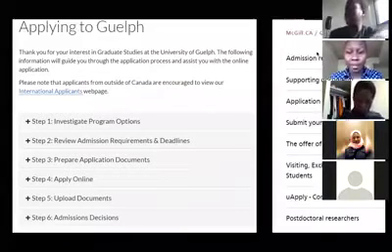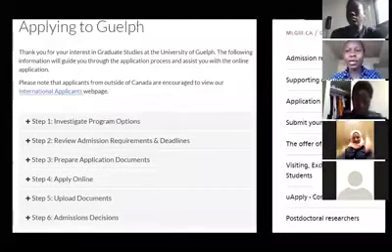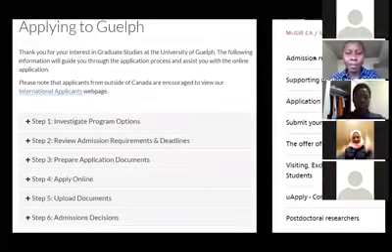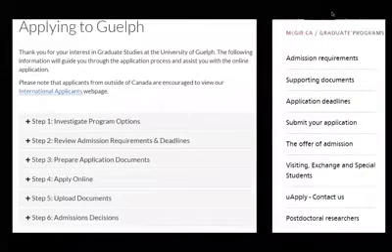This is also from McGill University. You have your admissions requirements, you have your supporting documents and deadlines, and then you submit your application. No, you apply and then you get the offer. Next slide.